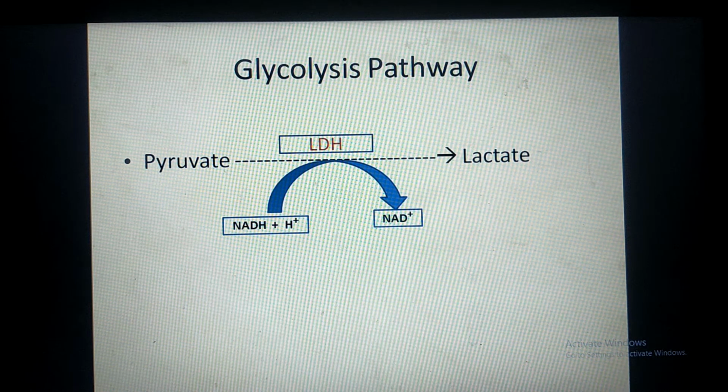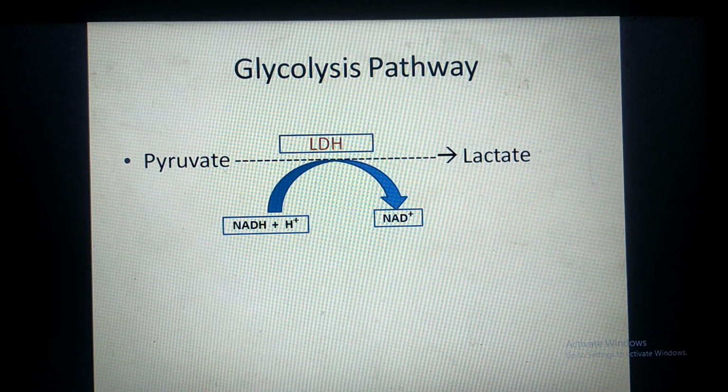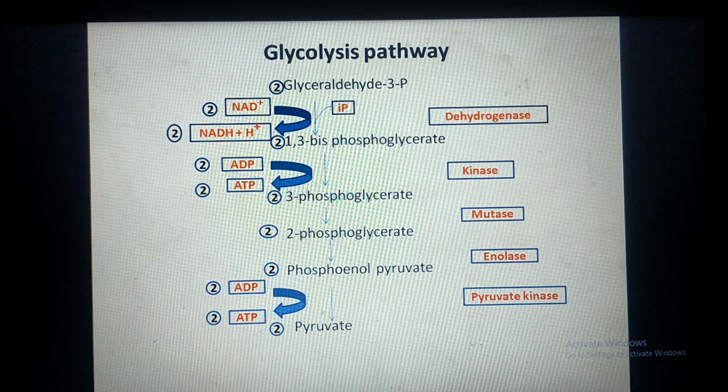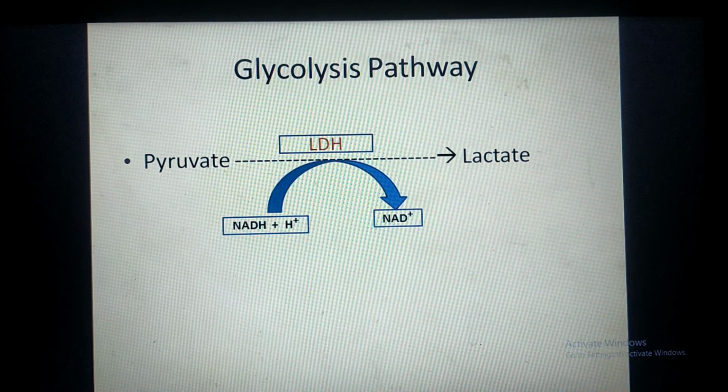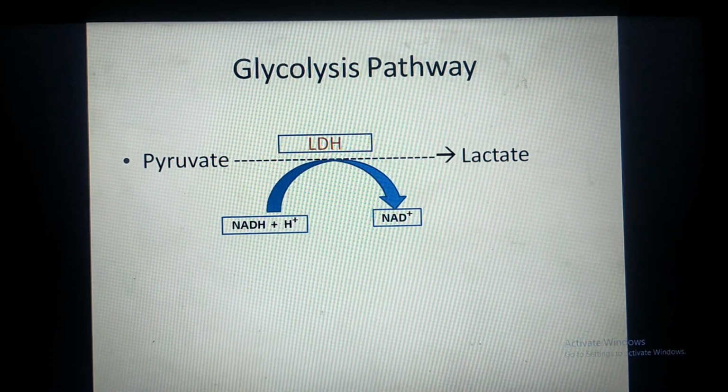When the pyruvate is converted into lactate, the NADH is utilized, and that NADH is synthesized in the fifth step of glycolysis, where the dehydrogenase will convert glyceraldehyde 3-phosphate into 1,3-bisphosphoglycerate. So that NADH which is formed in the fifth step of glycolysis is used here for reduction of pyruvate to lactate. So this is the complete pathway of glycolysis.